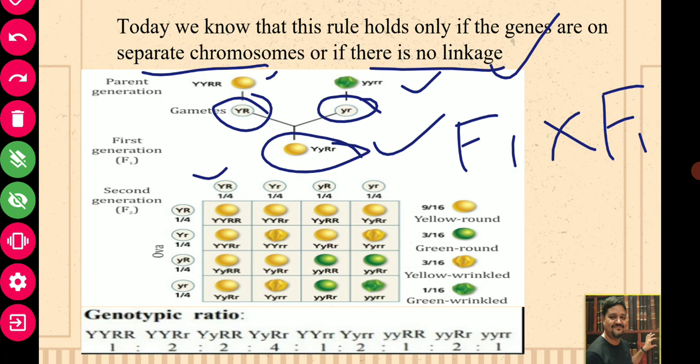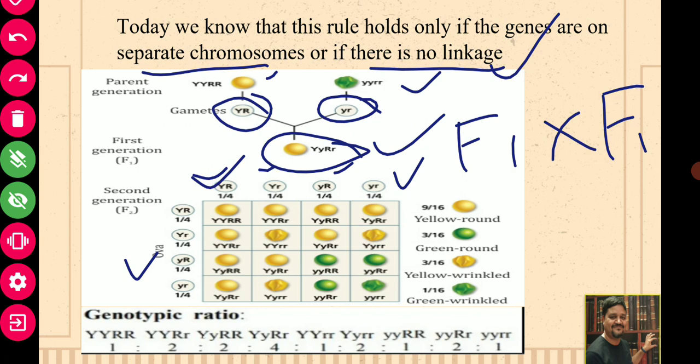So capital Y will be combining with capital R, 1/4. Then capital Y with small r, 1/4. Then small y capital R, 1/4, and small y small r, 1/4. So these are the gametes that will be formed. On this side it is the male gamete, this side the female gamete.